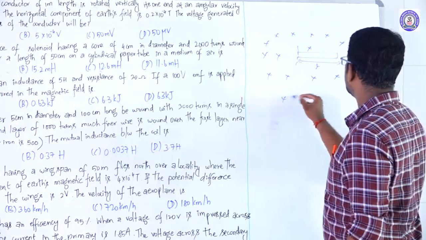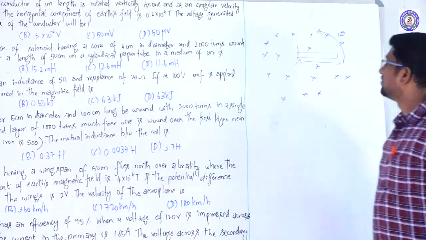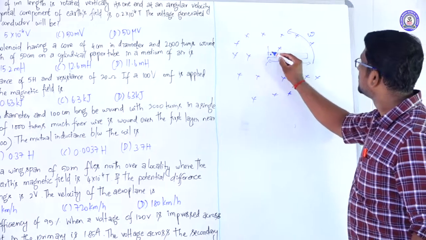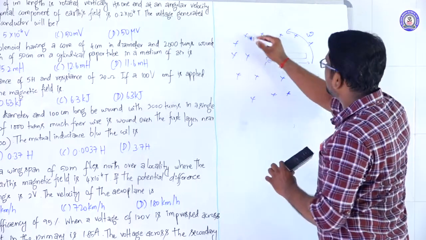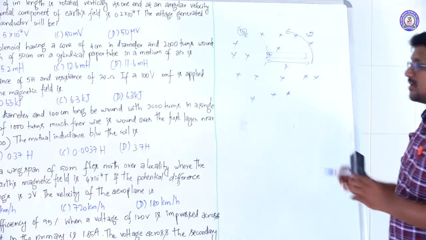A rod rotates in a uniform magnetic field with an angular velocity of omega about this point. When the metallic conductor rotates, the magnetic field is acting perpendicular to the plane of the rod.